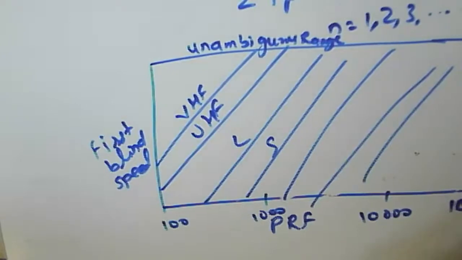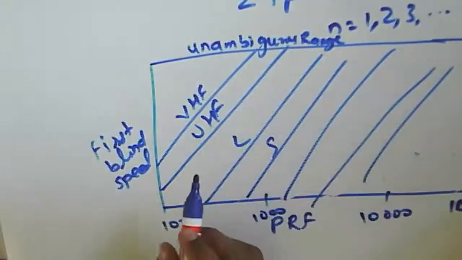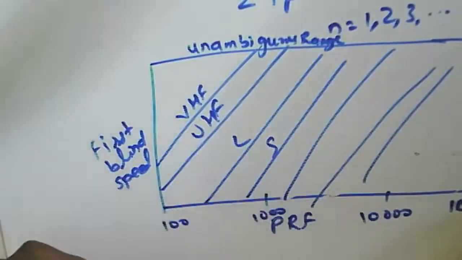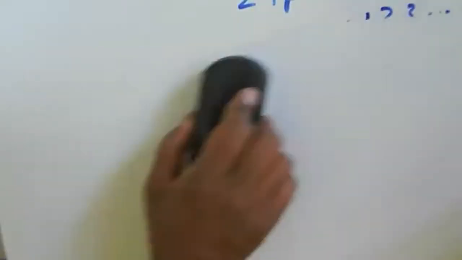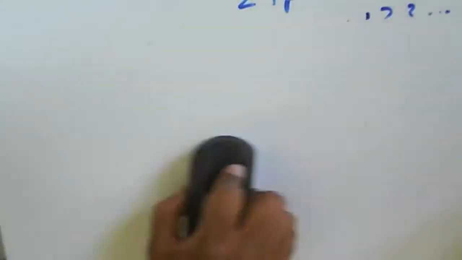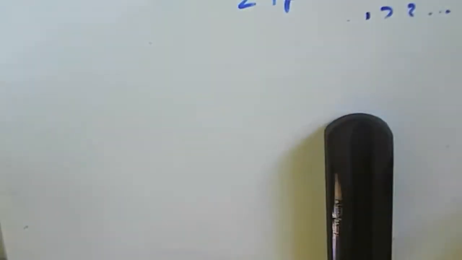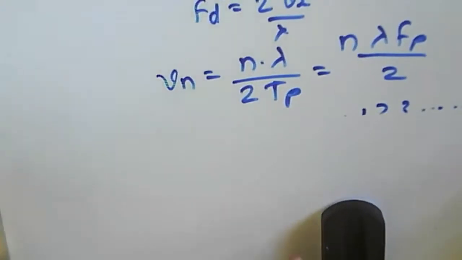Then 100,000 hertz, like that. This way we are getting the blind speed. So this way we can represent a blind speed for a given pulse repetition frequency, and through that we can find out the unambiguity. Now this one is nothing but the limitations of the MTI radar.